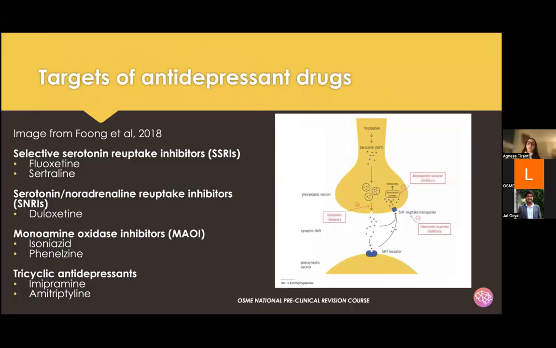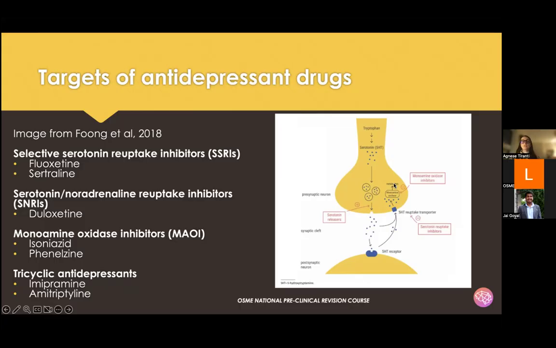So the targets of antidepressants. I've put a picture of a synapse there. To revise a little bit, serotonin is produced from tryptophan, is released into the synapse where it binds to 5-HT receptors. It's reuptaken by the 5-HT reuptake transporter, and then it's metabolized by monoamine oxidase into its metabolites.